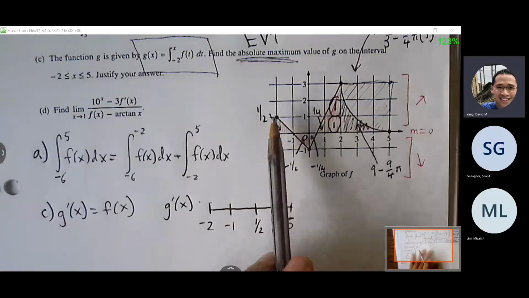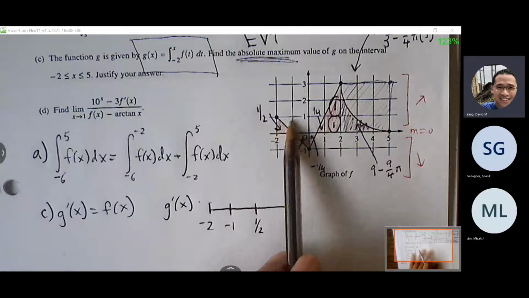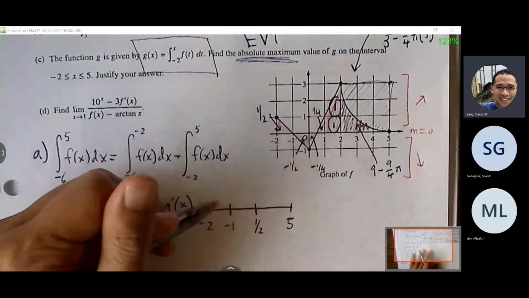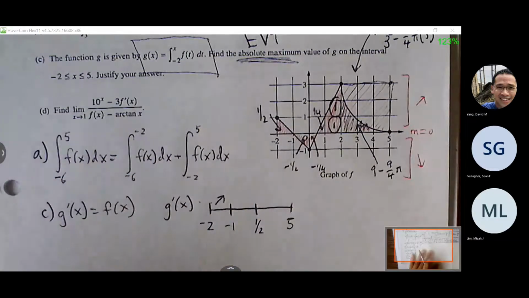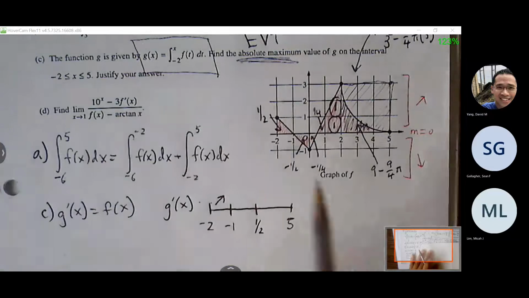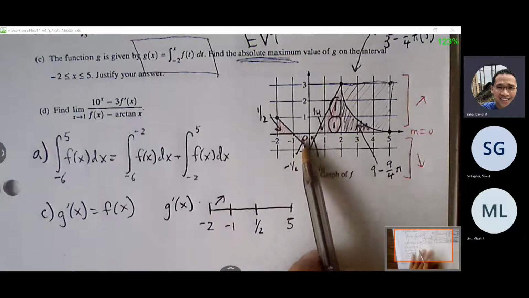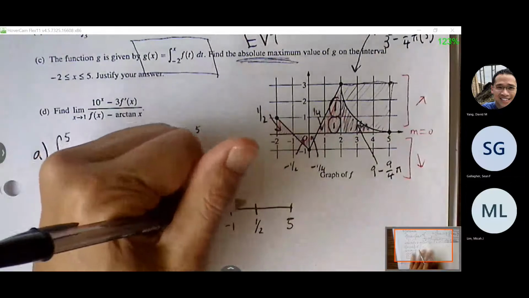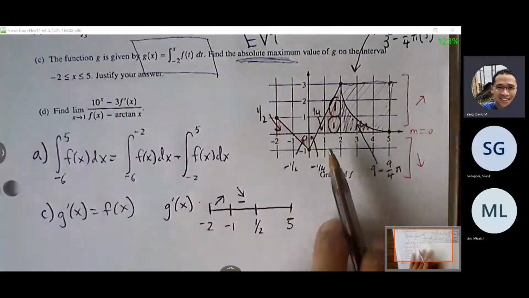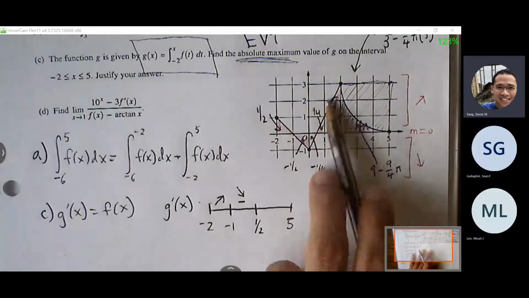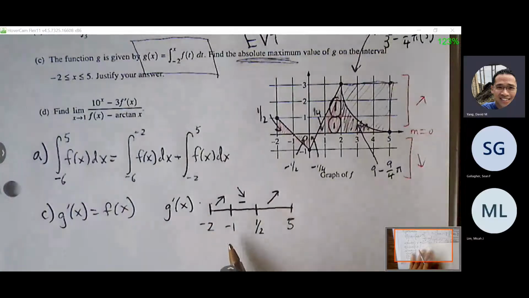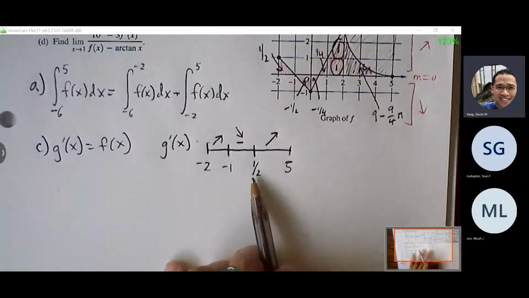Okay. We see that between -2 and -1, our g prime graph is clearly sitting above the x-axis. That's going to mean our graph is rising. Between -1 and 1/2, my derivative graph is clearly sitting below the x-axis, so negative slope. And then between 1/2 and 5, it's all sitting above the x-axis, so positive slope. We see a relative max at -1, a relative min at 1/2.